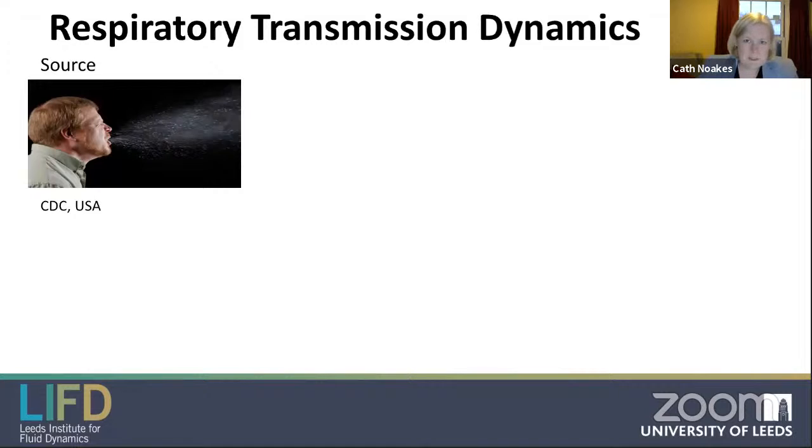Let's go back to respiratory transmission and think a little bit more through the physics and the dynamics of this. So we've got our source person. Here's a guy, actually, I think he's spitting water, but everybody likes this image.